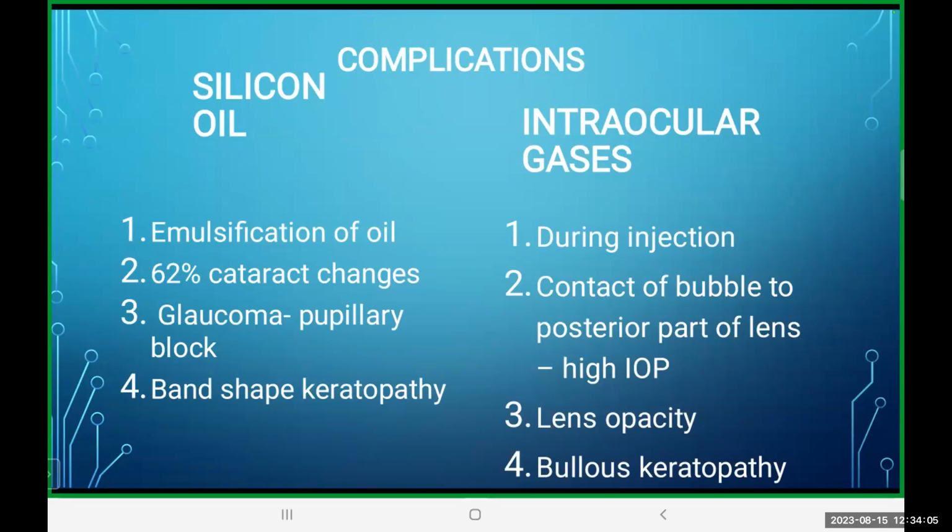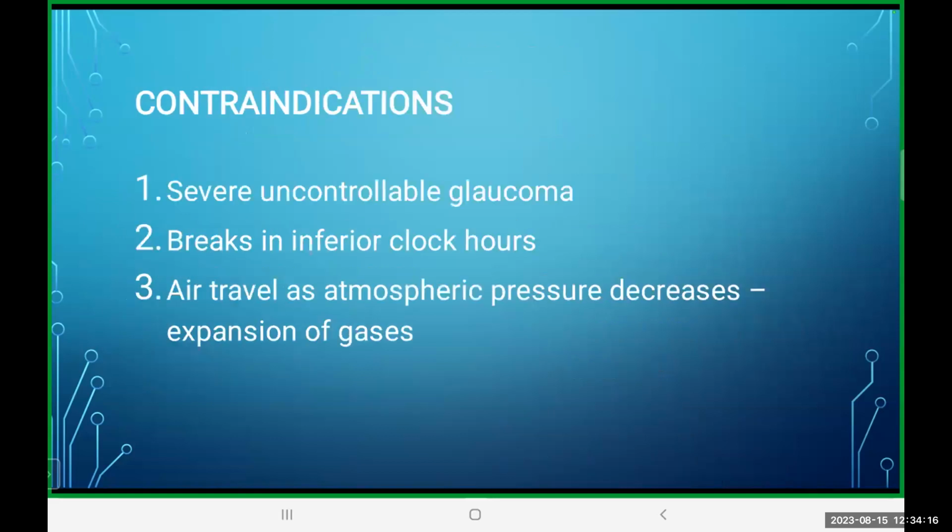Complications of intraocular gases may occur during the injection, with contact of the bubble to the posterior part of the lens, which leads to high intraocular pressure, lens opacity, and bullous keratopathies. The contraindications for silicone oil include severe uncontrollable glaucoma and breaks in the inferior clock arch, while for gases, during air travel, as the atmospheric pressure decreases, expansion of the gases increases.